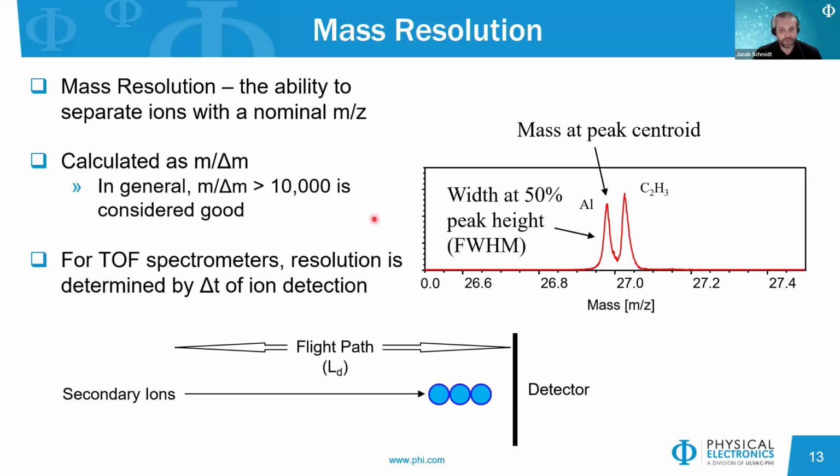For TOF spectrometers, the resolution is determined by the difference in time between the first ions hitting the detector and the last ions hitting the detector within the M to Z window. So the ions that first hit the detector define the leading edge of the peak, and ions at the end of the ion packet will define the tailing edge of the peak.